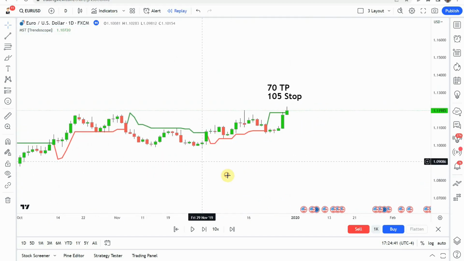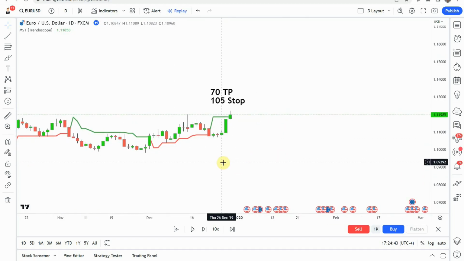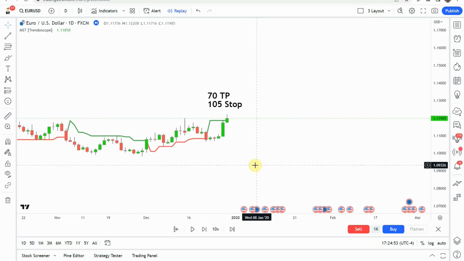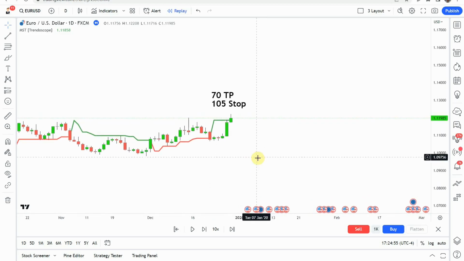the line was calculated. And so again, what we are looking for is when price breaks above the line, we are going to go long. When price breaks below the line, we are going to go short. So let's go ahead and get on with the testing and see what we can get out of it.